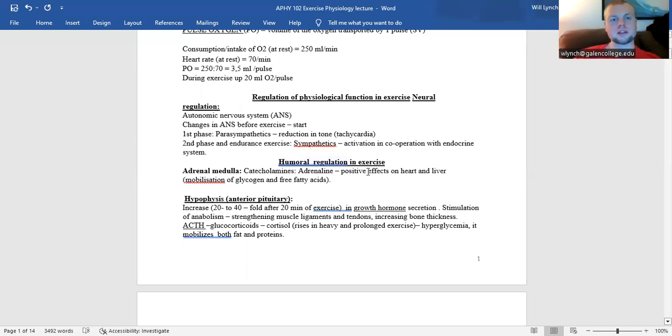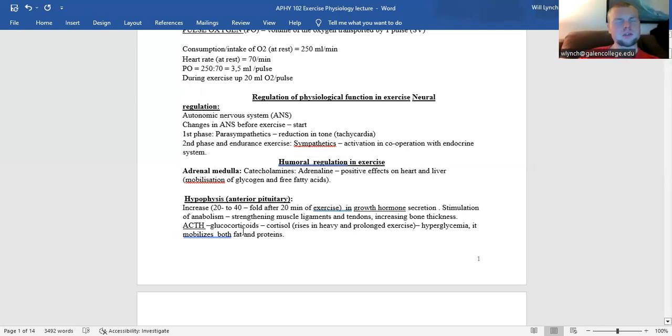The humoral regulation is going to be the hormonal side of things. Here we see the adrenal medulla, which is going to release our catecholamines, epinephrine and norepinephrine. These are both going to have chronic prolonged effects on the heart as far as increasing heart rate and stroke volume, and also on the liver to increase the mobilization of glycogen stores and free fatty acids.